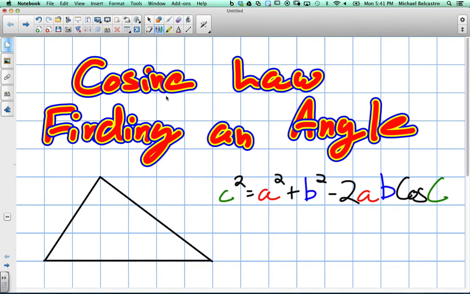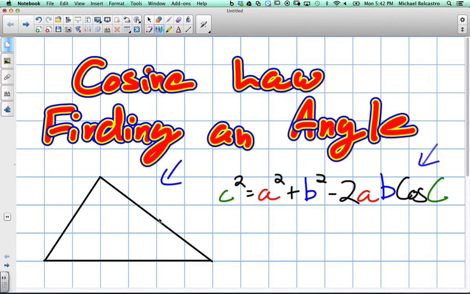Okay, so cosine law, we're going to solve for an angle in this one. So we're going to use this formula. And sometimes to solve for an angle, they'll rearrange and give you a different formula, but we're going to focus on this one. That way we only have to memorize one formula, and we're going to use some algebra to isolate for the angle.